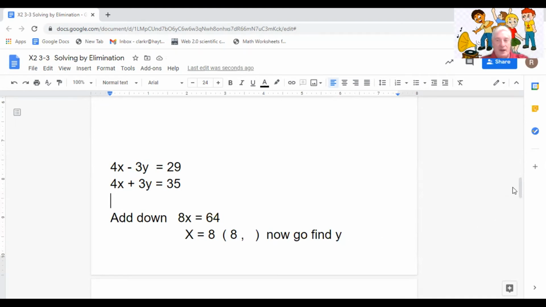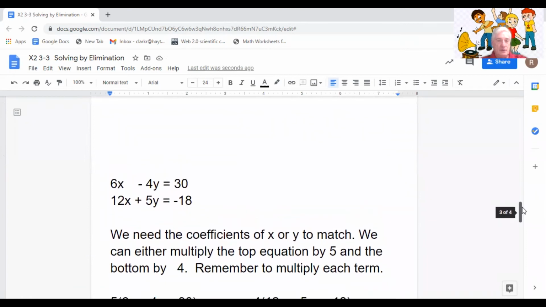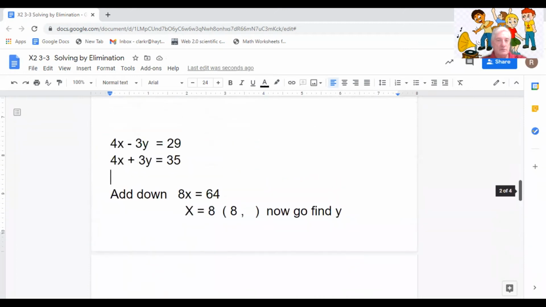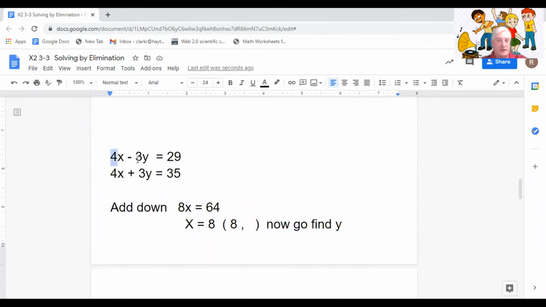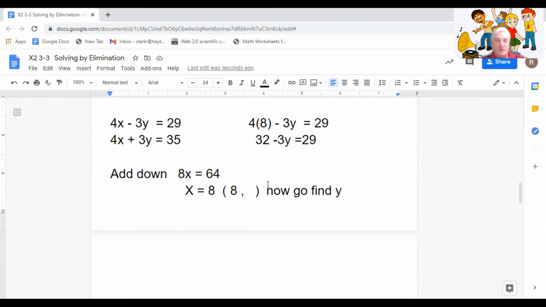Put the 8 down here. Now I'm going to go find Y. How do I find the Y? Take the original equation. Let's try this one. Put it over here. And we're going to put in 8 for X. And you all know how to do this, but in Algebra 2, right after I get done with Algebra 2, I got Algebra 1, and they need to see all the steps. So yeah, I know, you're Algebra 2, and you can avoid all these steps. So that would be 32 minus 3 times something is equal to 29. And our something, of course, is 1. 32 minus 3 is 29. So let's go back and let's put the 1 there.